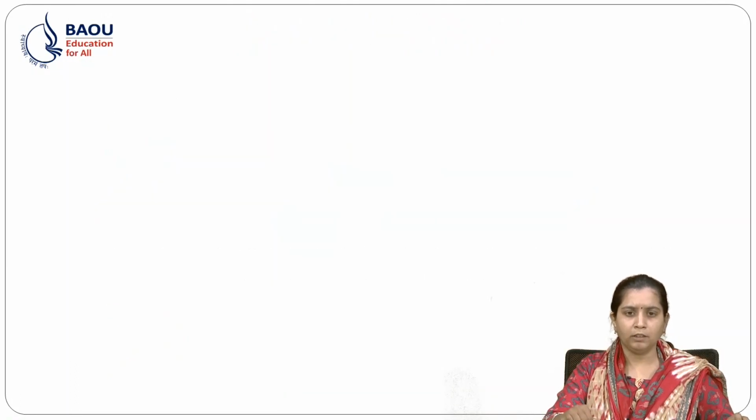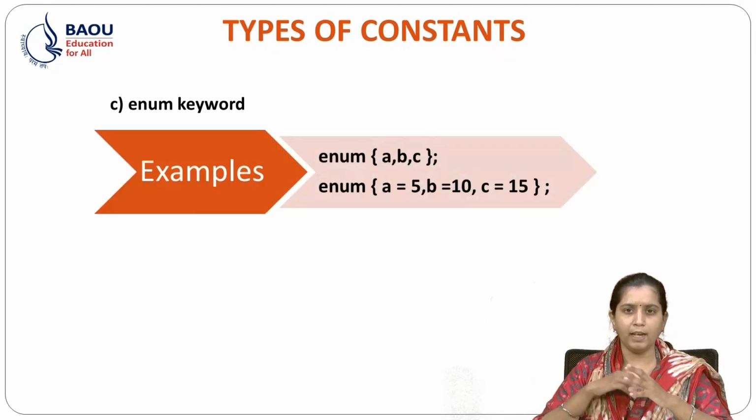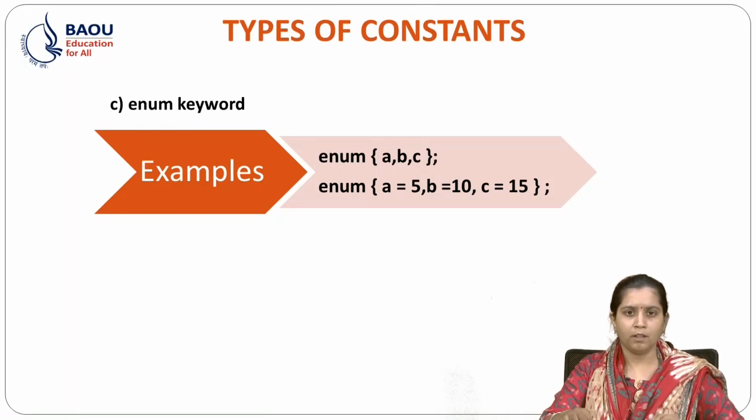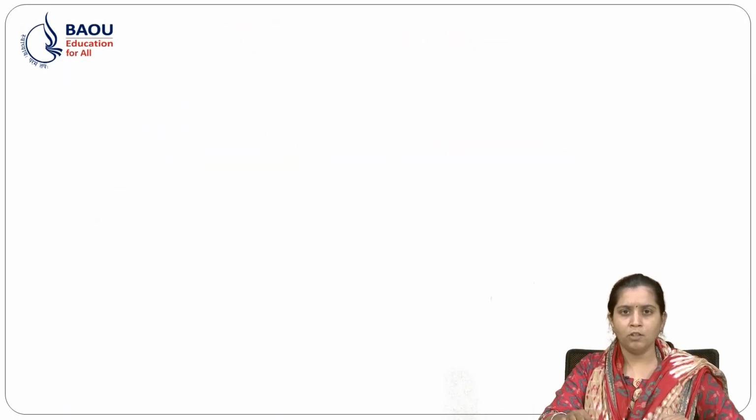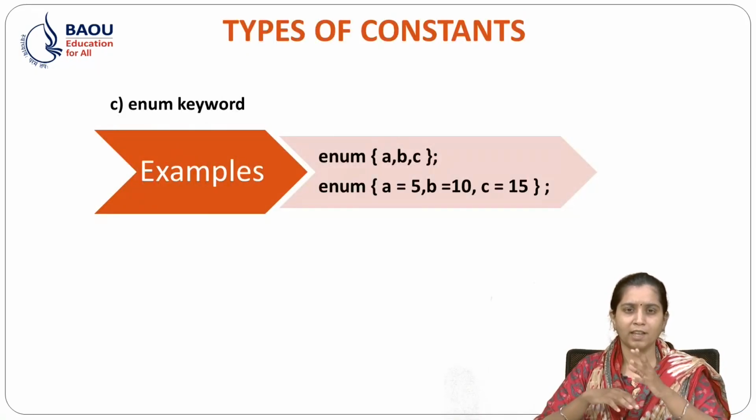Enum keyword. The enum keyword is used to assign constants to variables, that is, enum and curly braces a, b, c. Constants can be defined using enumeration. That's why we use the enum keyword.